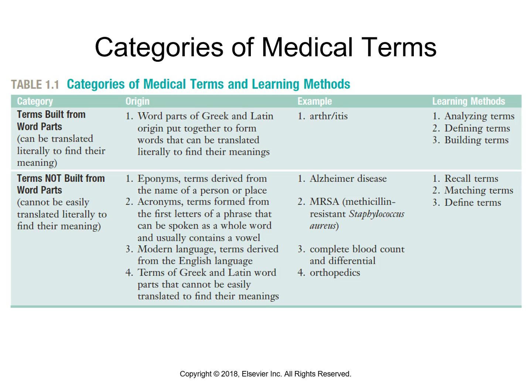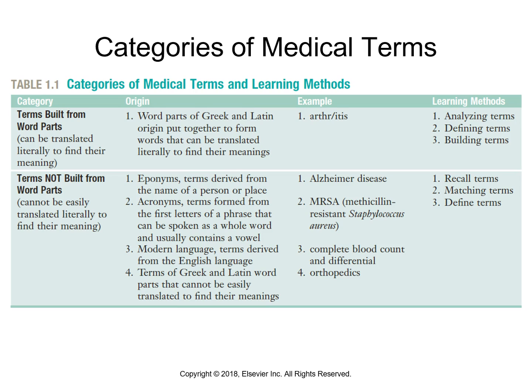So terms built from word parts are word parts of Greek and Latin origin that are put together, and that can be directly translated to find their meaning. So here we have arthritis. If you remember from just a slide ago, itis stands for inflammation, and then arthr means joint. So I'm not going to write it out. I think you can figure it out, that arthritis means inflammation of the joint.